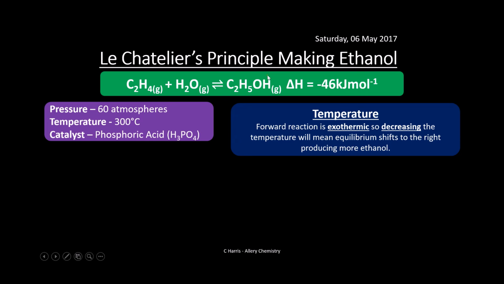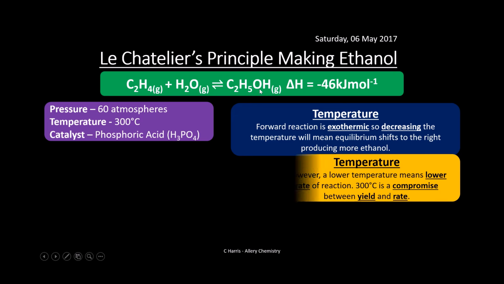So this is going this way. So if we decrease the temperature, this will mean that equilibrium shifts to the right and we produce more ethanol. So really, we're looking for a temperature where it's quite low. However, the problem is the lower temperature means we get a lower rate of reaction. So this thing's going to take ages. Yes, we're going to get a good yield of this, but it's going to take us ages to do. So it's not that good, really.